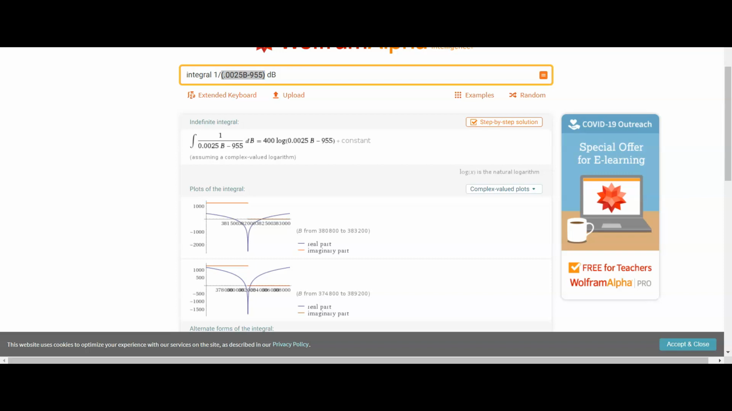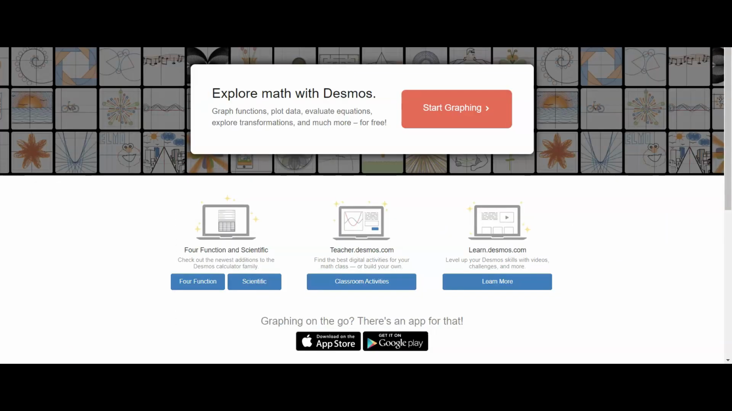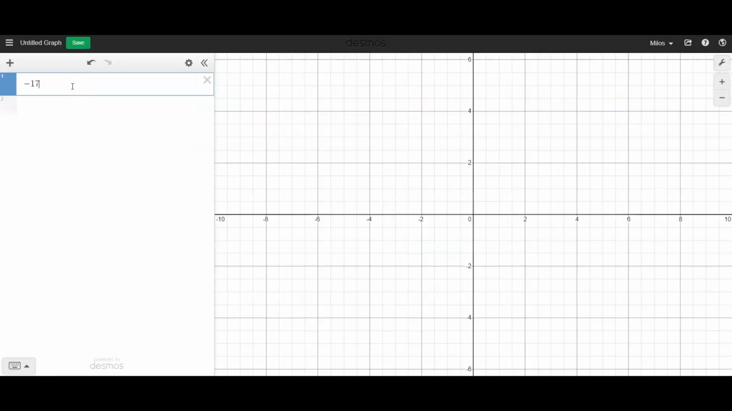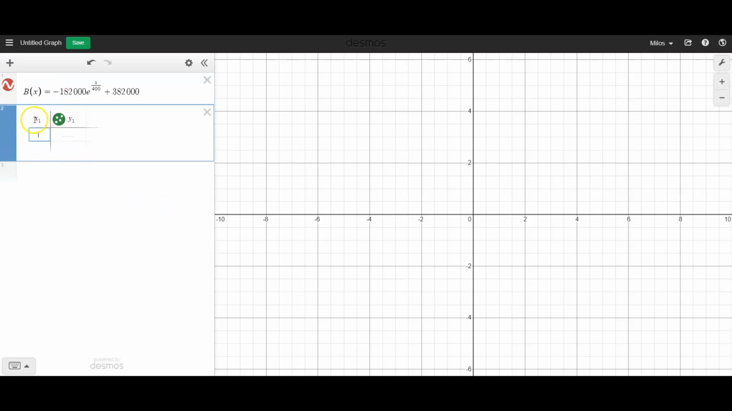So I'm going to come over here and go to Desmos and answer this question using technology. So here I'm going to type in negative 182,000 times e to the x over 400 plus 382,000. And I could give this a name. I could call this f of x or even b of x if I want. The reason b of x will be handy is if you wanted to look at a table of values, notice that it calls the input x1. So if you come over here and you call this b of, you can't do b of x because x is a variable, but x1 represents the values of that variable.